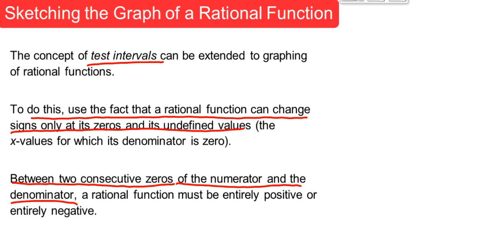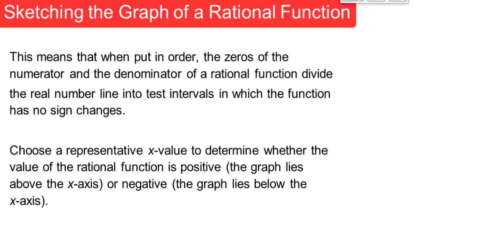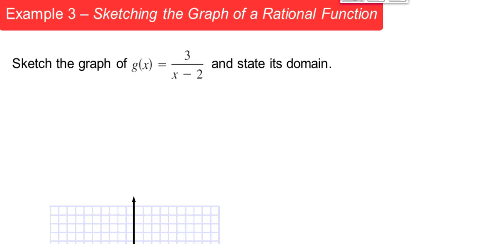So the concept of test intervals is something that we're going to look at, and I think we looked at some test intervals before. And we're going to use the fact that a rational function can change signs only at its zeros or undefined values, and between any two consecutive zeros, the numerator and the denominator must be entirely positive or negative as we go. That means that when put in order, the zeros of the numerator and denominator divide our number line into some test intervals that we can choose representative values for.